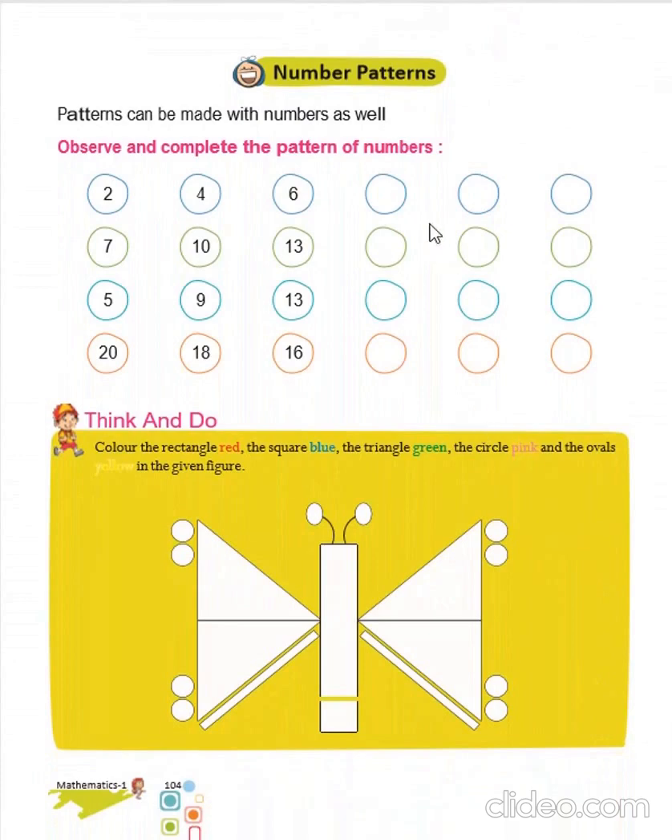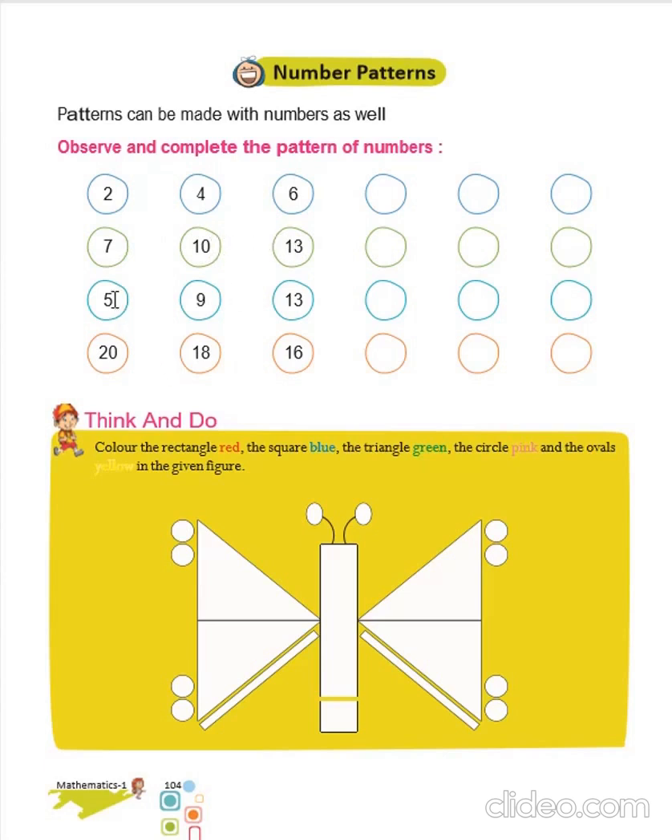Now come to number patterns. We have seen patterns with numbers as well, like 2, 4, 6, 8, 10, 12. In this series, there is a difference of two. 4 minus 2 is equal to 2. 6 minus 4 is equal to 2. Now come to this series, 7, 10, 13. In this, there is a difference of three. 10 minus 7 is 3. 13 minus 10 is 3.